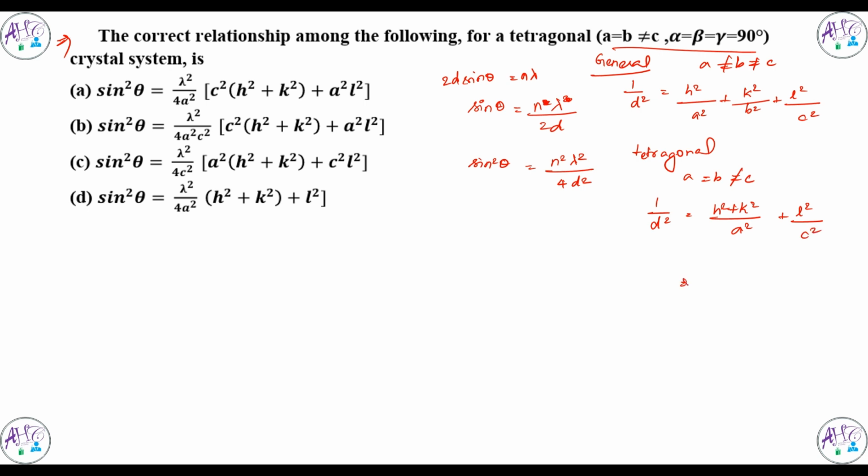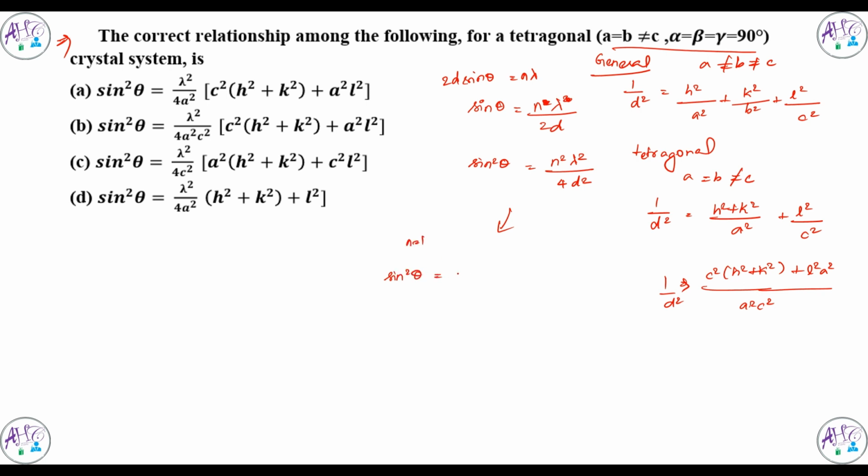Okay. So if you combine, this is going to be equal to c square into (h square plus k square) plus l square into a square, by a square and c square. This is going to be equal to 1 by d square. So if you substitute the equation, this is going to be equal to sin square theta. n is going to be 1.